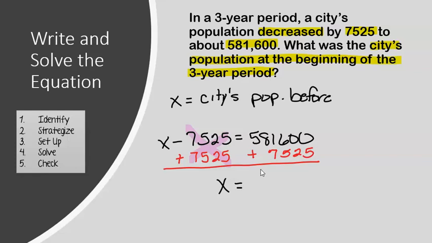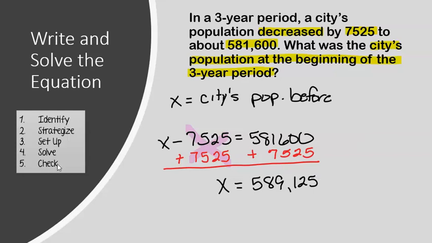So my x equals, and then when I do this addition, I'm going to find that I have 589,125. That would be the original population.